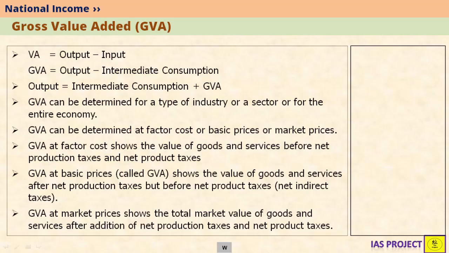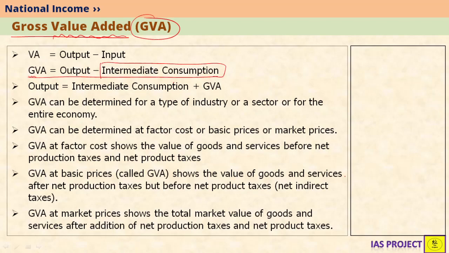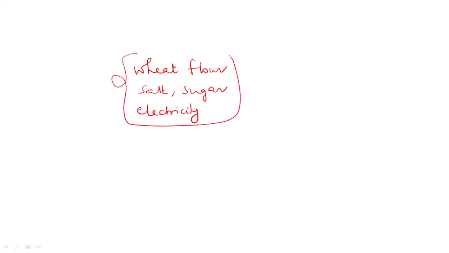Let us understand what gross value added is. Gross value added is defined like this. In place of input, we have intermediate consumption. Now, why do we use intermediate consumption? We use intermediate consumption because certain materials like wheat flour and salt and sugar, electricity and other products are already products which are produced by other industries. For example, wheat flour may be produced by the wheat flour industry. Salt and sugar may be produced by salt and sugar industries. Electricity may be produced by the power industry. And similarly, other industries may produce other inputs.